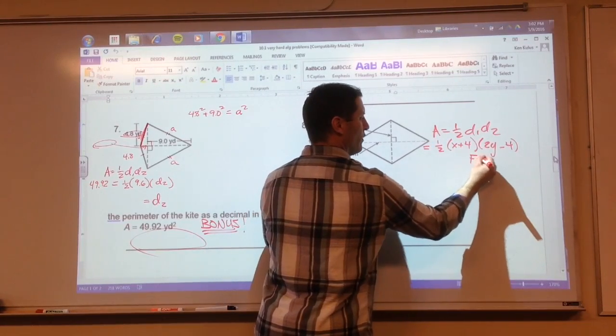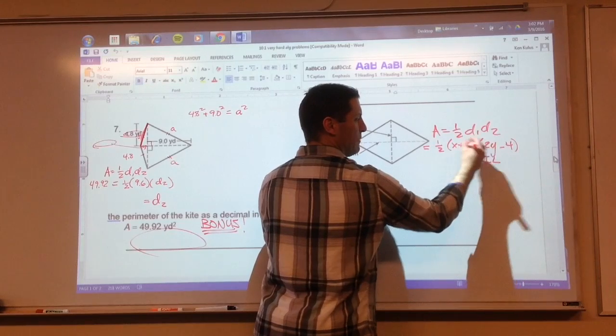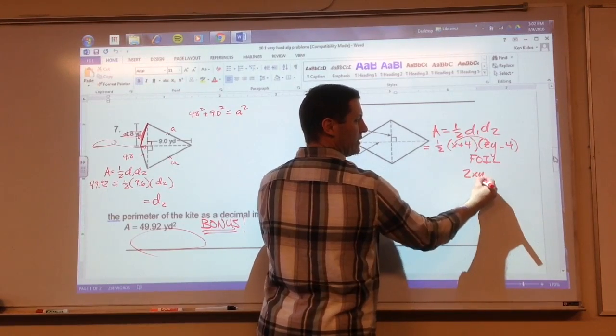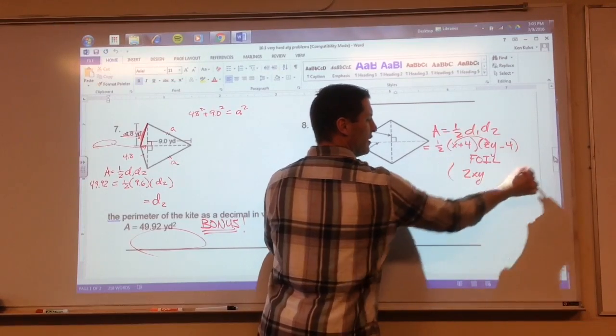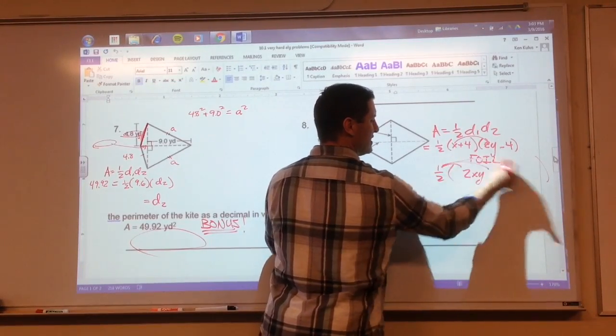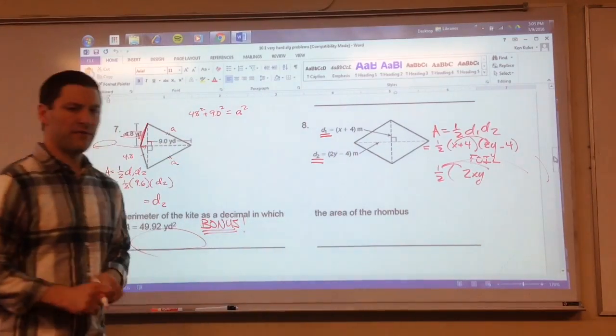Again, FOIL that out. You'll have an x and a y. By the way, x times 2y is simply 2xy. You can finish the FOIL. After you're done with the FOIL and combining terms, you can take the half through the parentheses for your final answer for the area of the rhombus.